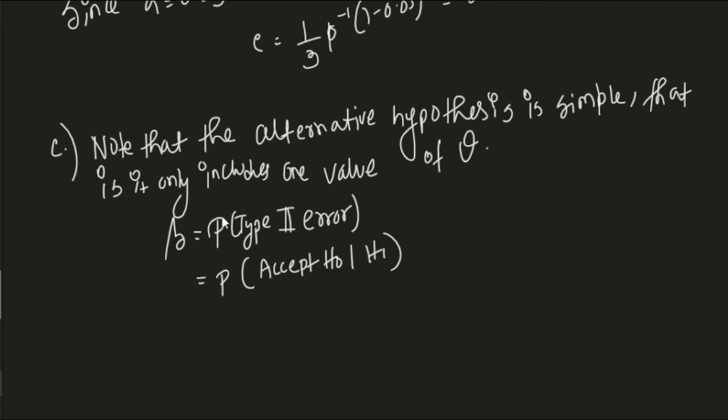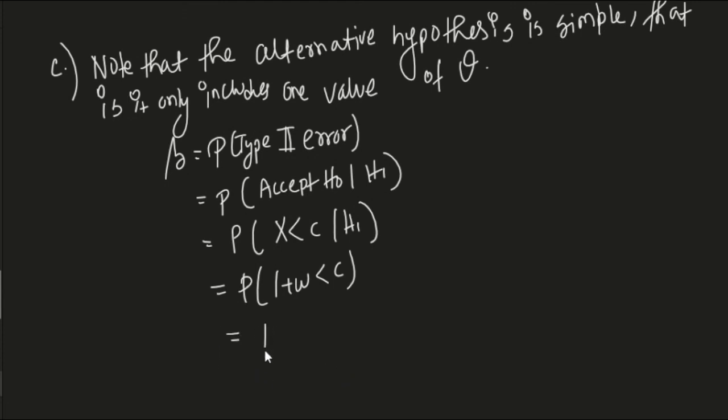Since the alternative hypothesis is simple, which means that there is exactly one value included in it, that is theta equals 1, the probability of type 2 error is basically accepting h naught when h1 is true, right? So when do we accept h naught? We accept h naught when x is less than c, right? Given h1, under h1 x is 1 plus w, so it can be written as 1 plus w less than c, right?